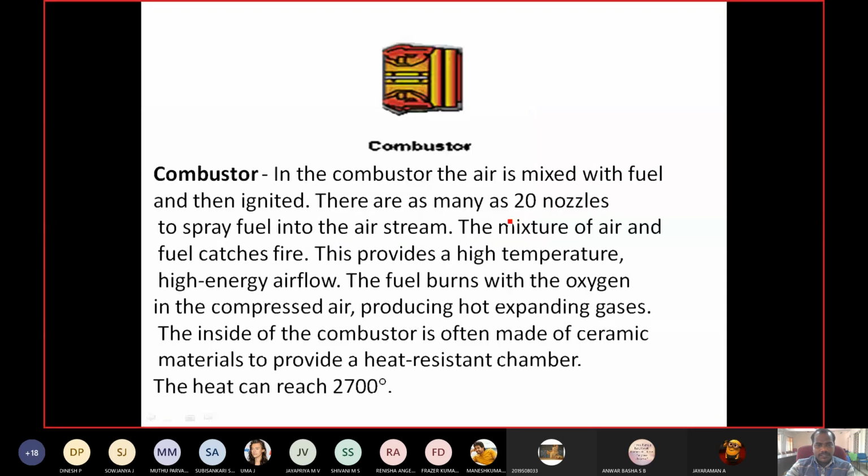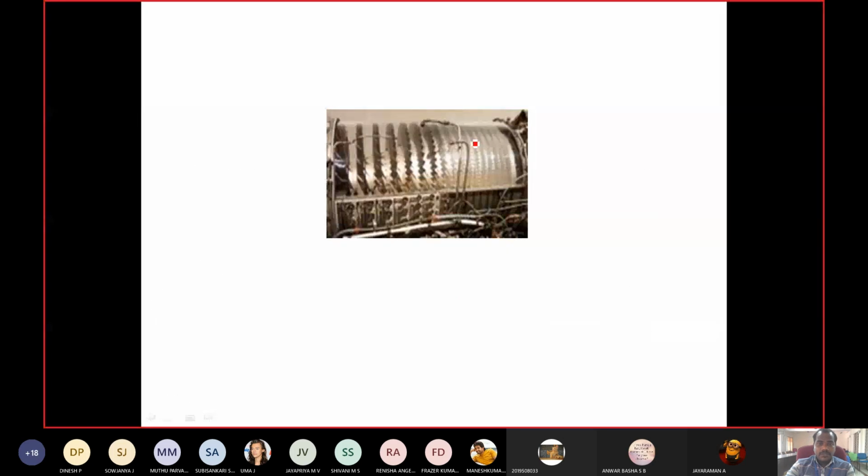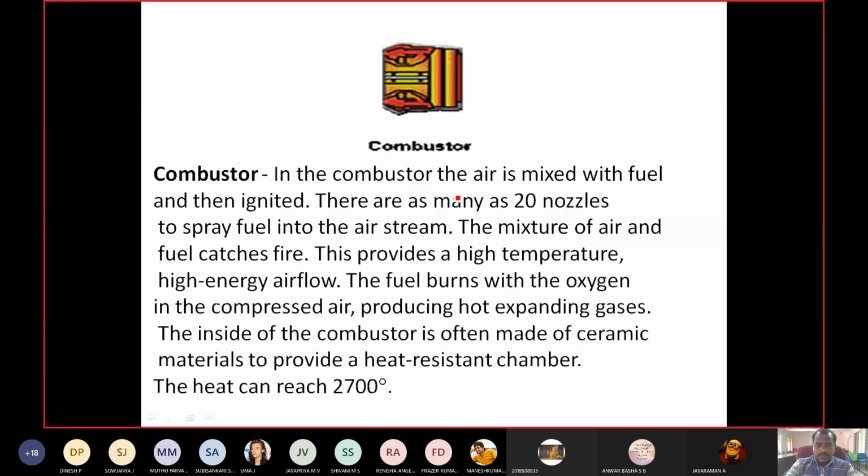This is a combustor. In a combustor, the air is mixed with the fuel and then ignited. There are as many as 20 nozzles to spray the fuel into the air stream, right? So these are the nozzles. This provides a high temperature, high energy airflow. The fuel burns with the oxygen in the compressed air, producing hot expanding gases. The inside of this combustor is often made of ceramic materials to provide a heat resistant chamber. The heat can reach up to 2700 degrees Celsius in the combustor.